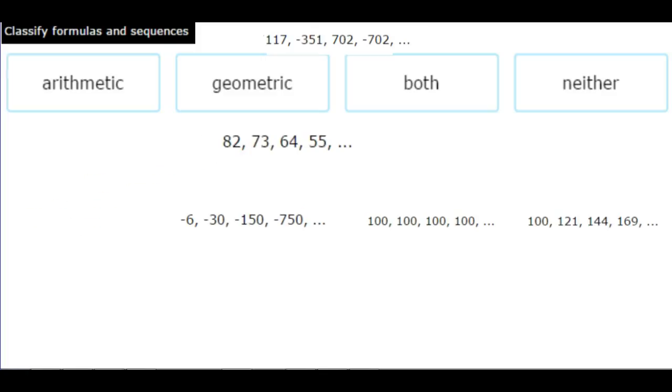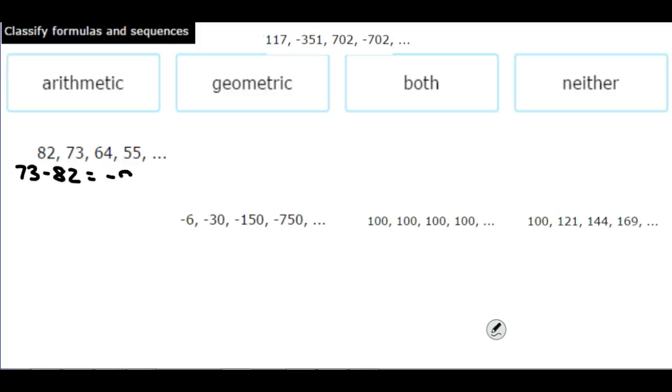So let's take this one. We'll bring it over here into the spotlight. If we want to see if it's arithmetic, we should be looking for a common difference. To find a common difference, we would take the second number and subtract the first. We will get an answer for that, which looks like it will be negative 9. So we check the next set of numbers that we have. The next set of numbers is 64 minus 73. We check that difference, and that difference is also negative 9.